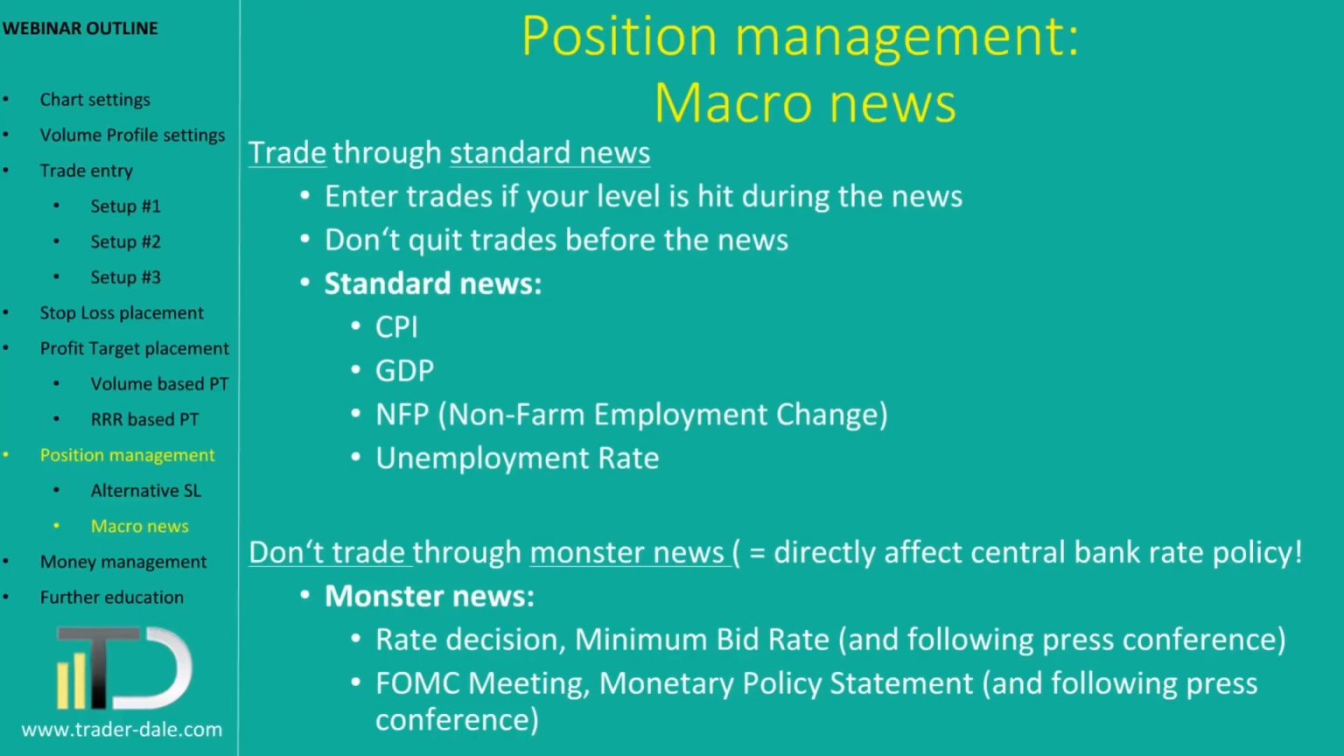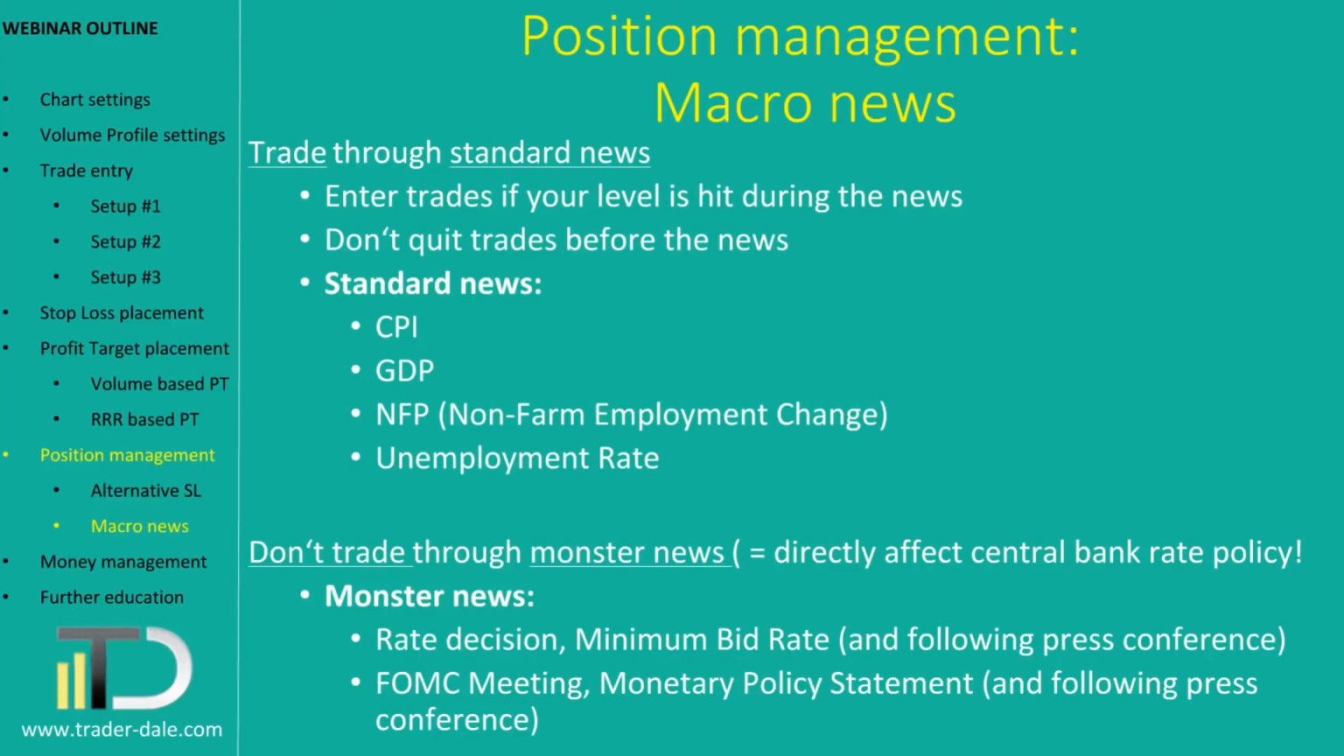The standard macro news are, for example, the CPI news or GDP news or NFP news or unemployment rate news. And if you go, for example, to Forex Factory, then those news are marked in red color. Those are marked as strong, high-impact news. But I trade through those news because I don't want to manage my swing trades all the time, right?